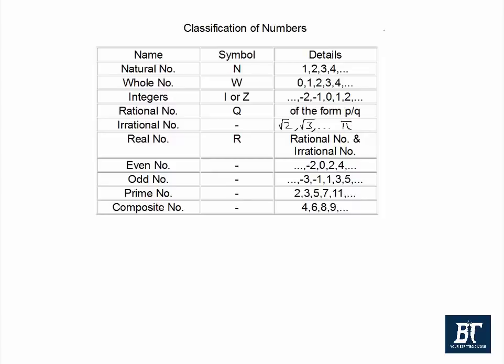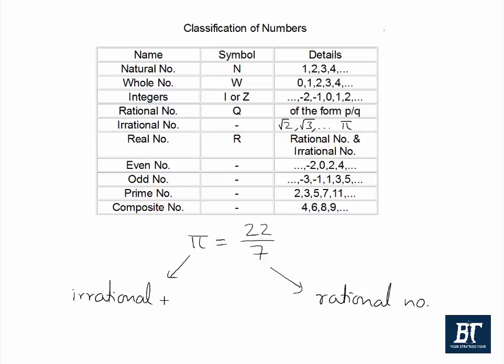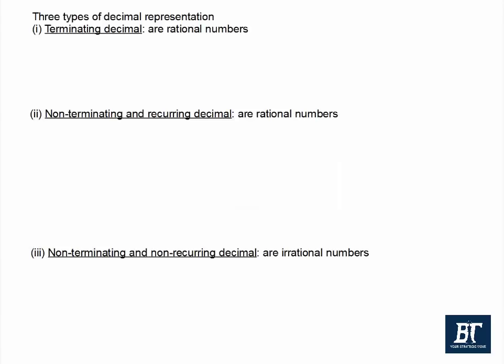Many students think pi to be a rational number. This happens because they think that pi equals 22 by 7, where 22 by 7 is a rational number, and pi is an irrational number. So how is this possible? Let me tell you that pi is not equal to 22 by 7. This is an approximate value. Okay? So let's move to the next.